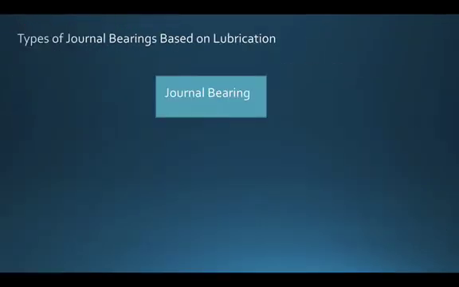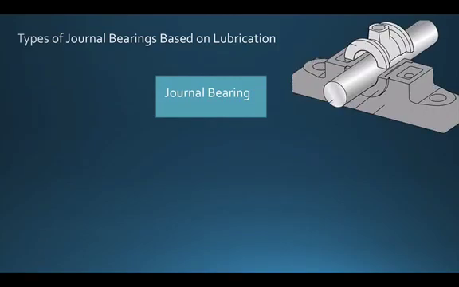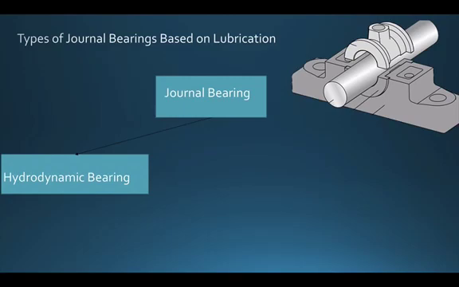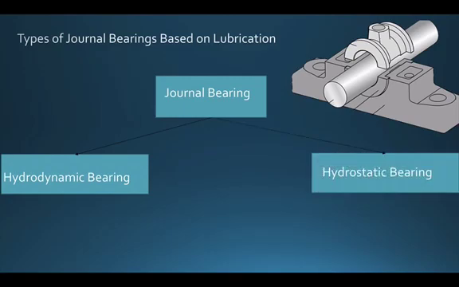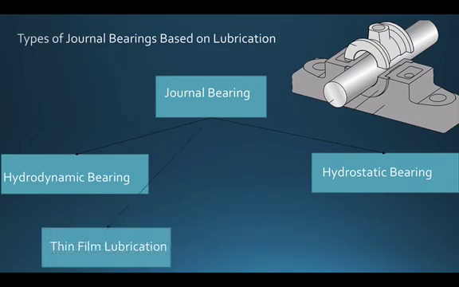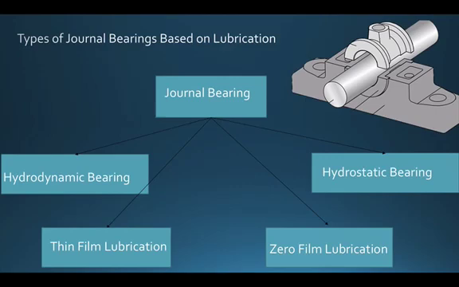The whole family of journal bearings is again divided into different categories based on the lubrication system that we are using between the shaft and the fixed bearing. Here, the first type is the hydrodynamic bearing, and the second one is the hydrostatic bearing. In between we have thin film lubrication and zero film lubrication. I will explain how these bearings work and the difference between hydrodynamic and hydrostatic bearings in upcoming videos, so please look forward to that. Right now I'm simply showing you the different types of journal bearing.